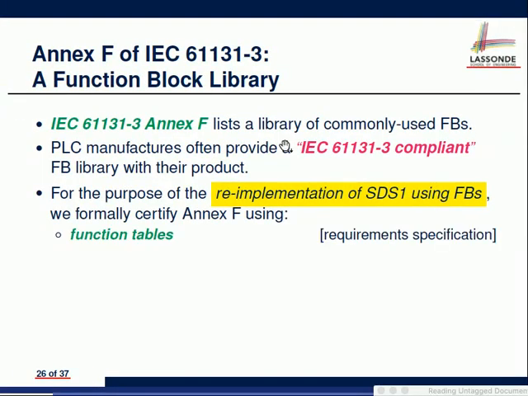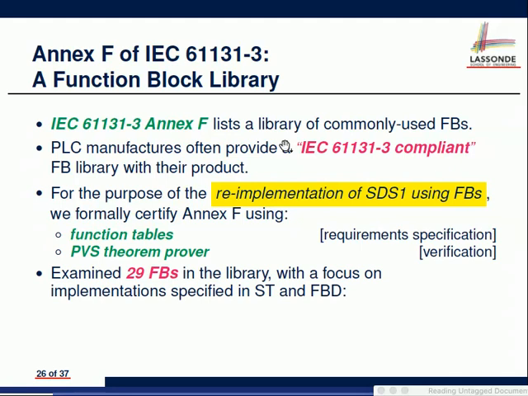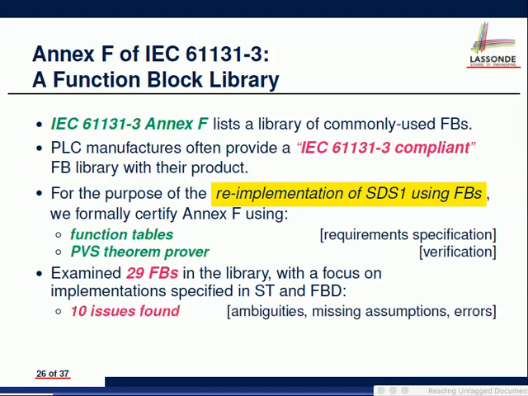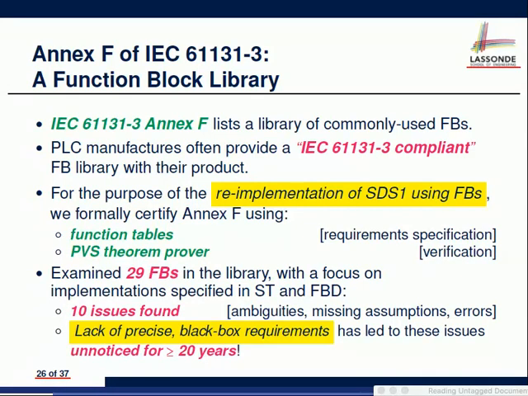Good. Okay, we use function tables. We examined 29 function blocks in the library. 29, okay, it's the basic one. We found 10 issues. I would say they are not very small issues, as you will see. We even found inconsistency in the blocks, and this standard has been used for more than 20 years. If people simply copy and paste those blocks, then they are not really building a reliable system. That's a problem. Okay, we're going to see 2 examples.